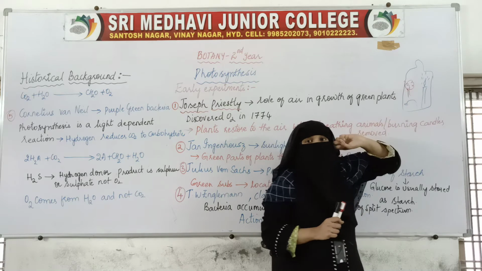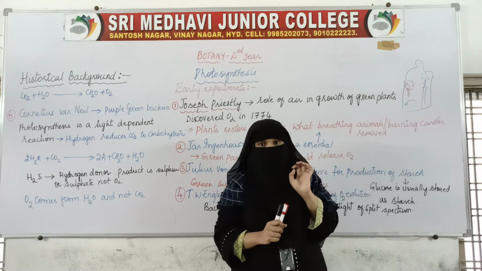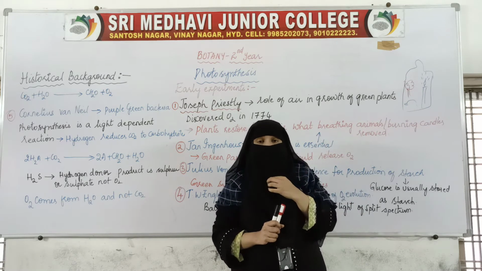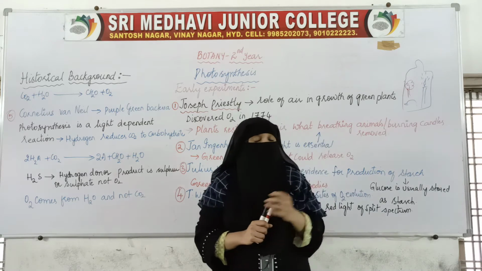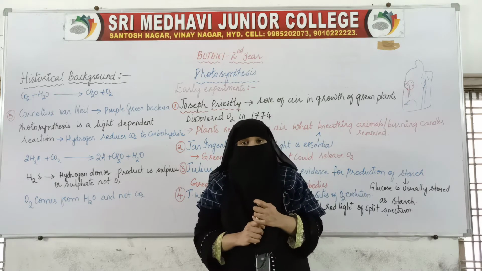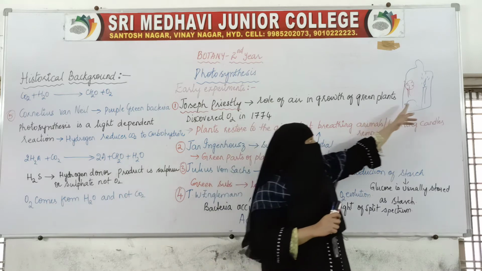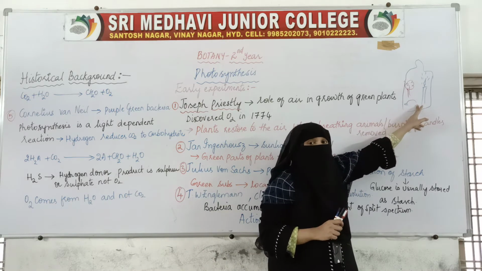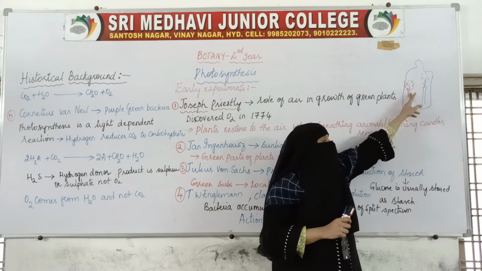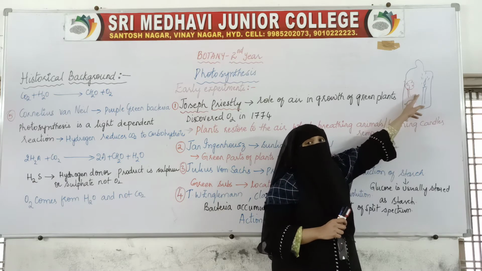The mint plant has provided the air, that substance which was previously removed by this candle and this mouse. So what did he deduce? What is the plant giving? The plant is giving oxygen.